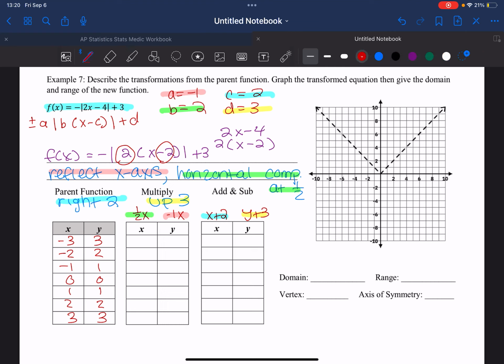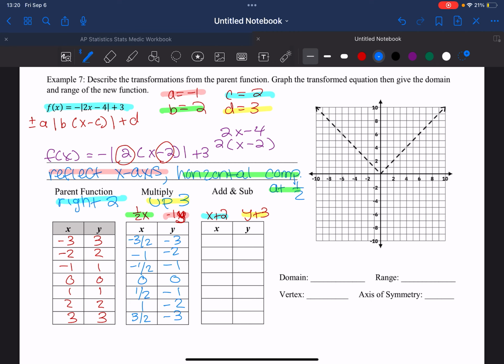Okay. So first thing I'm going to do is I'm going to look at my parent function table and I'm going to multiply all of my x's by 1/2. So -3 halves, -2 halves, which is -1, -1/2, 0, 1/2, 1, 3 halves. And then I am going to multiply my y values by -1. Okay, so I have -3, -2, -1, 0, -1, -2, -3.